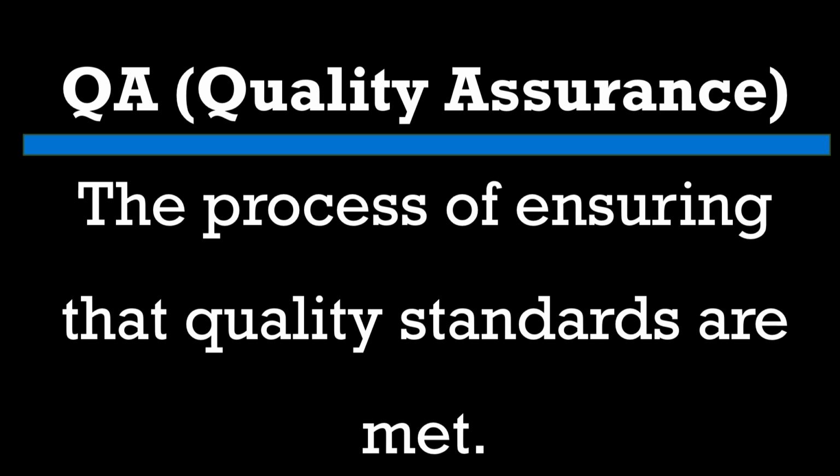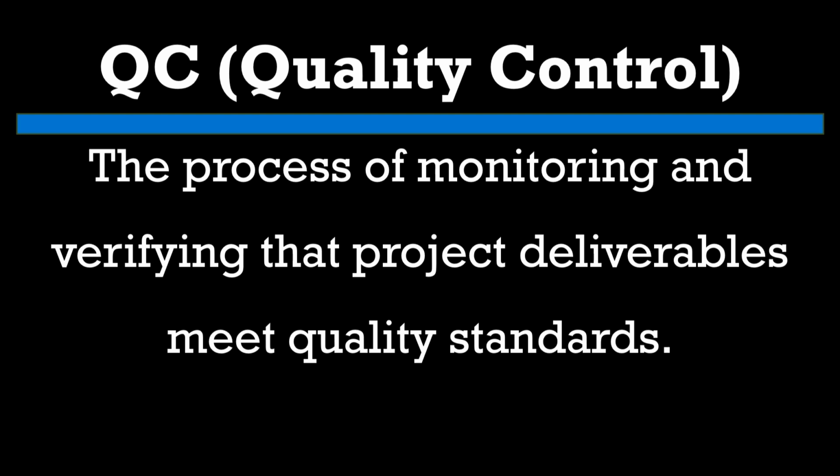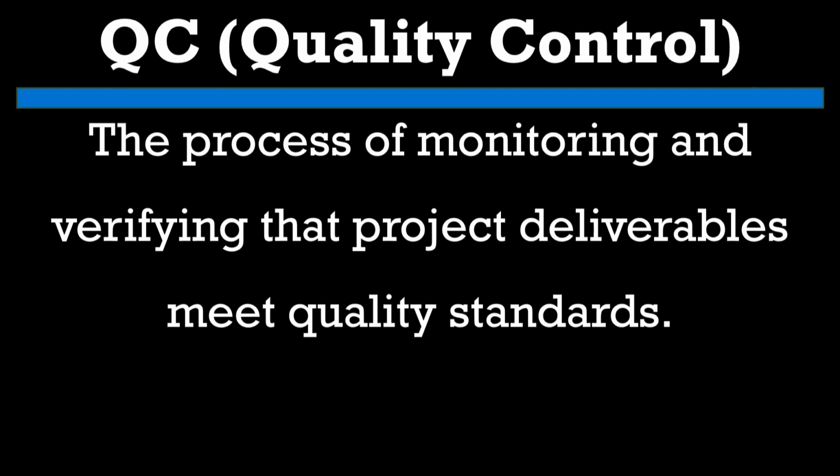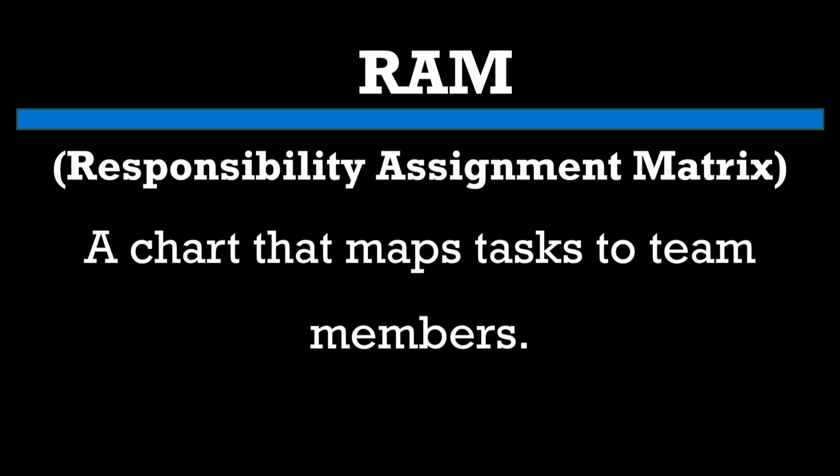QA, Quality Assurance, the process of ensuring that quality standards are met. QC, Quality Control, the process of monitoring and verifying that project deliverables meet quality standards. RACI, Responsible, Accountable, Consulted, Informed, a responsibility assignment matrix used to define roles and responsibilities. RAM, Responsibility Assignment Matrix, a chart that maps tasks to team members.